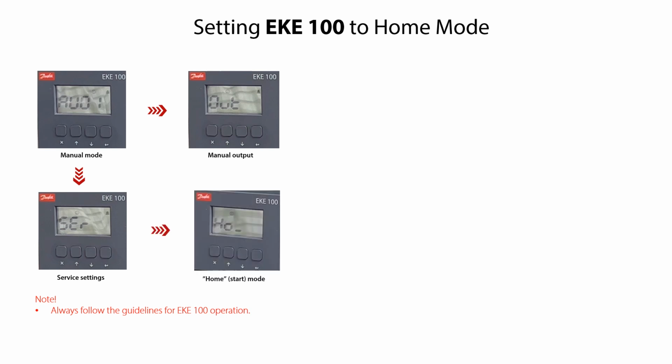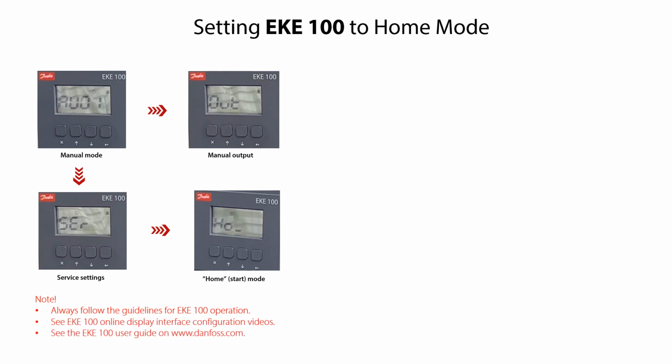Finally, now when the EKE 100 is in automatic mode, we can return to the home mode, also called start mode. This is done as follows. From the AU01 mode, press the exit key to return to the manual output mode, specified as OUT. Press the exit key again to access the service setting, specified as SER. Then press the arrow up key several times to access the home mode, specified as HO. The EKE 100 is now ready for operation, or another configuration as needed.